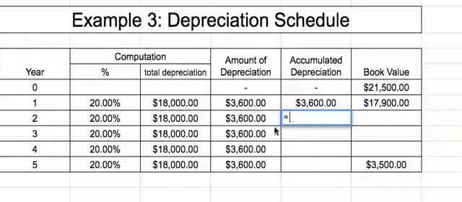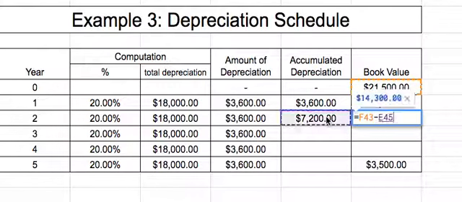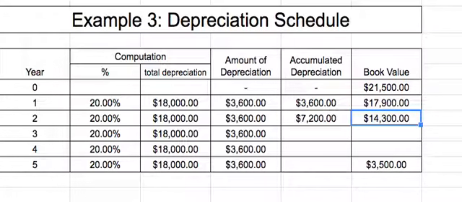We're going to take the amount of depreciation times the amount of years, 2 years, enter. $7,200. Then we're going to go back to equals, take our book value minus the accumulated depreciation for year 2. And now the truck is worth $14,300.